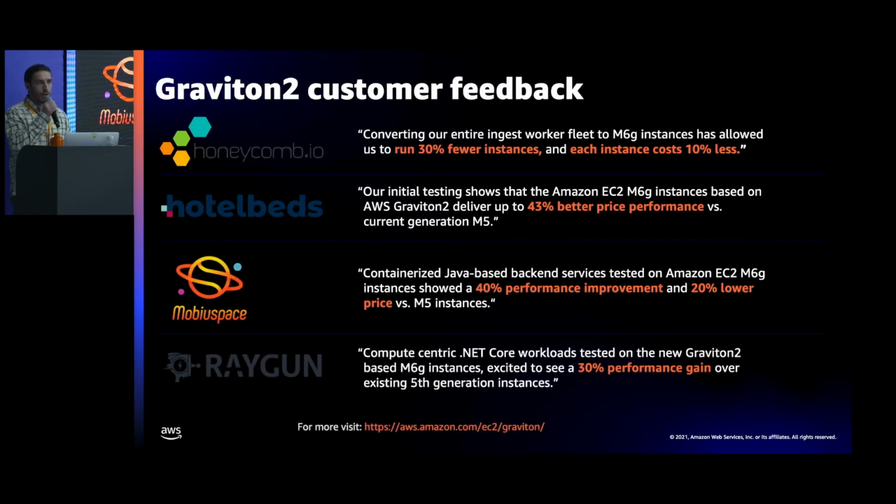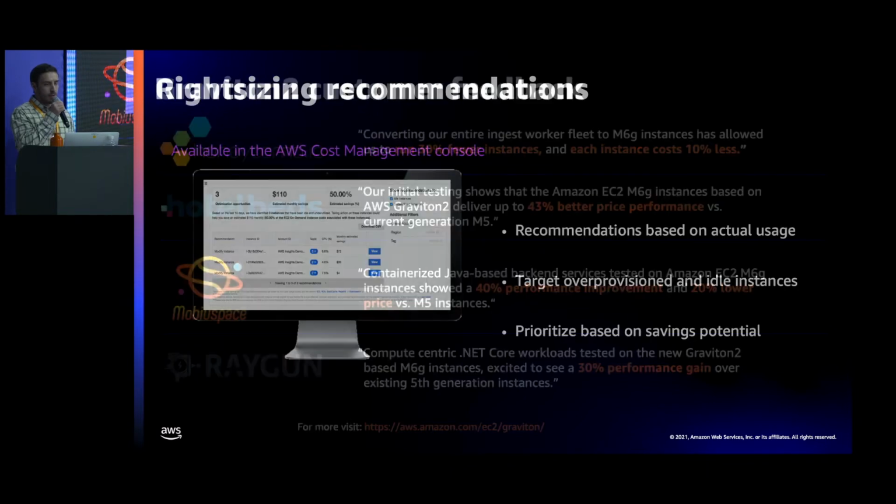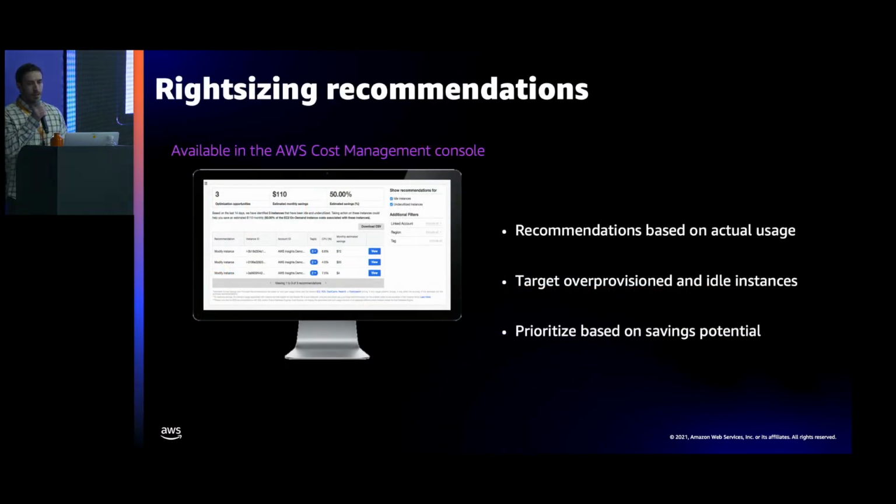Just to show you as well, we have a lot of customers that are leveraging Graviton today. To highlight one of them on the screen here, honeycomb.io. They provide an observability platform tool. They were actually able to move their entire ingest worker fleet over to the Graviton 2 based instances. By doing that, they can run 30% fewer instances. And with that, each instance was 10% less. So huge savings across the board on various use cases. So definitely take a look at Graviton.